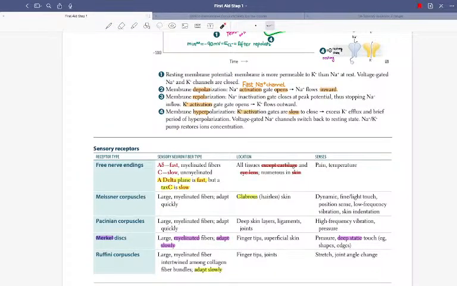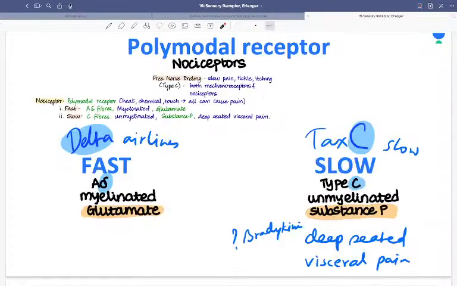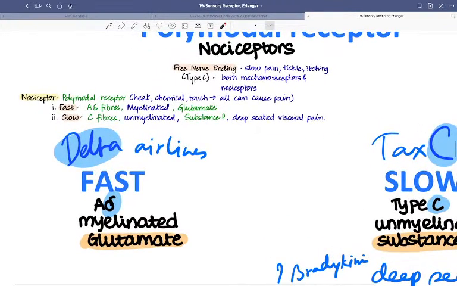Next is polymodal receptors or nociceptors. In that, obviously, free nerve endings. In free nerve endings you had A delta fibers, and A delta fibers were the myelinated ones, so they were fast. Slow was the C fibers, which were unmyelinated. A delta fibers are fast, more hi-fi, and that is going to be glutamate. And slow is going to be C fiber, that's going to be substance P.